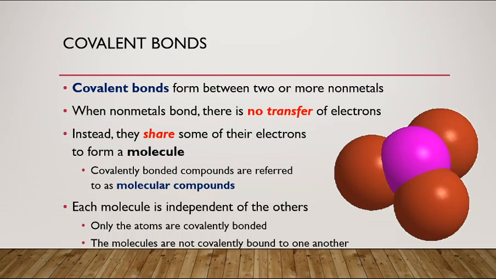And so just to reiterate, if you have a metal in your compound, it cannot be a covalent bond. If you have a metal in your compound, it has to be ionic, because that's the only way that you can actually have a metal inside of your compound without it just being a metal by itself. So covalent bonds are going to form between two or more nonmetals.